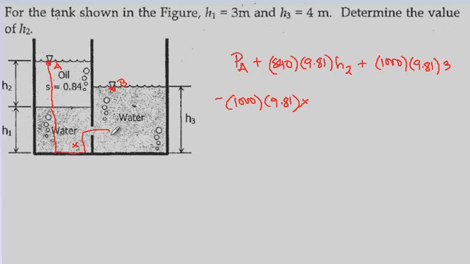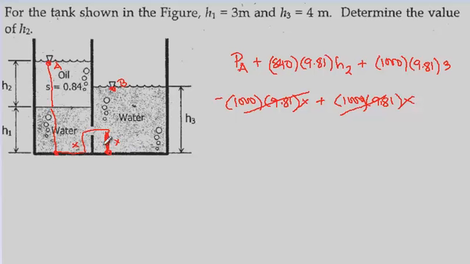Then, as you move down, by how much do you move down? Same, x only. So move down by x, therefore 1,000 times 9.81 times x. So they simply cancel, and it simply tells us that the pressure here and the pressure here is just the same.